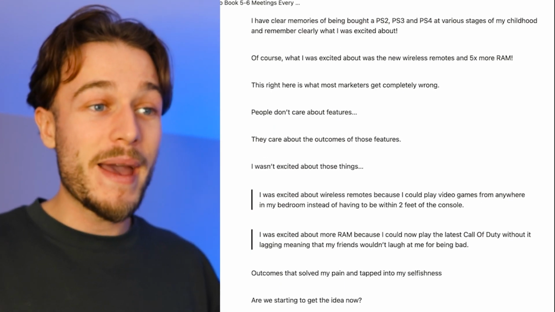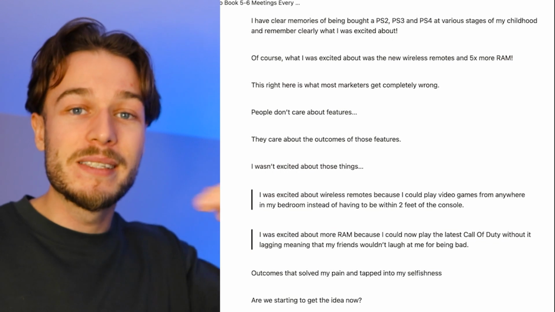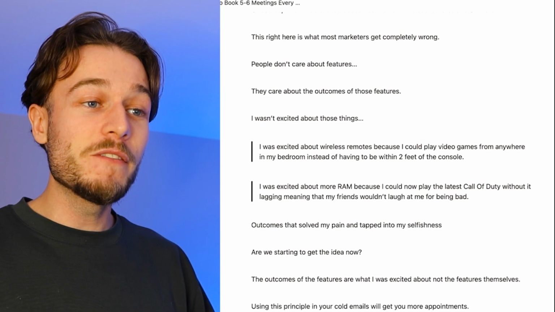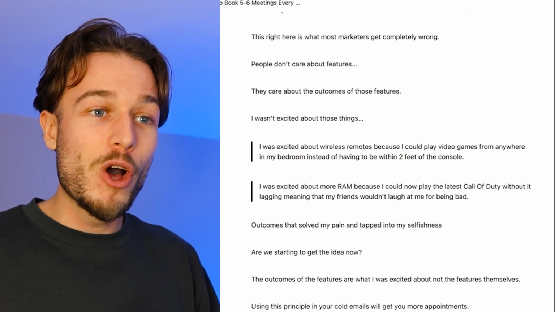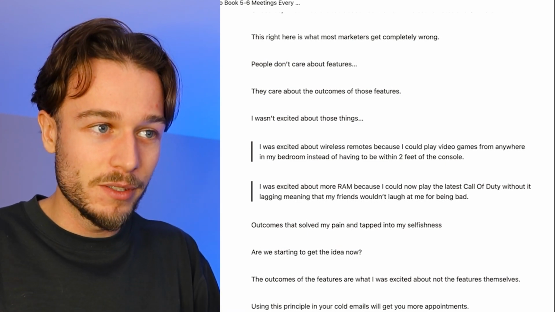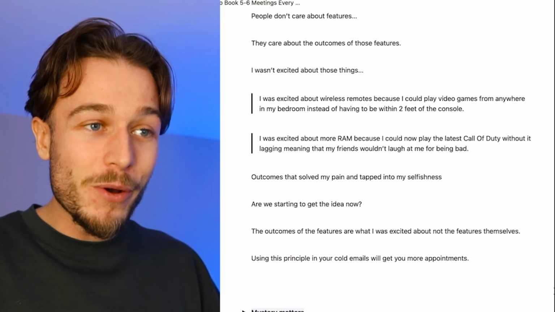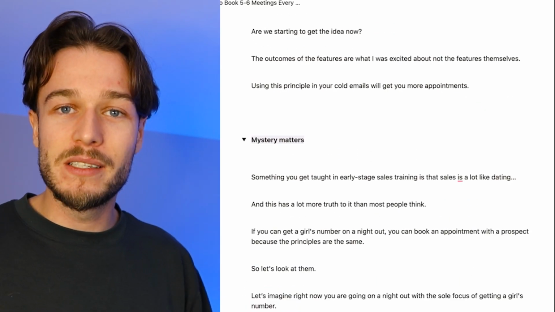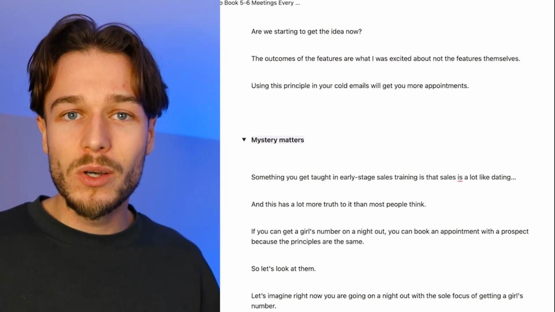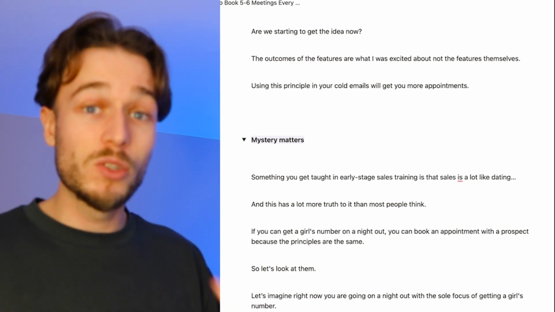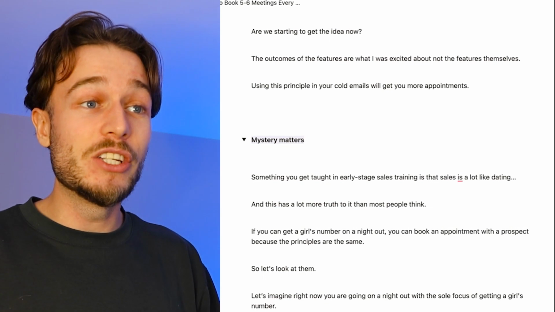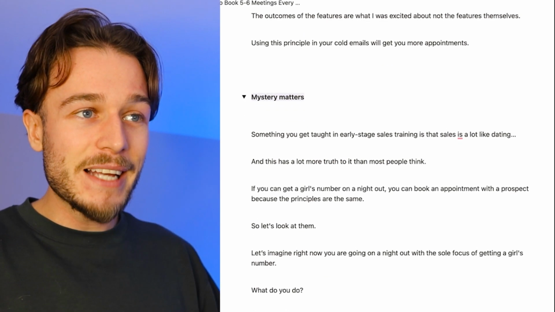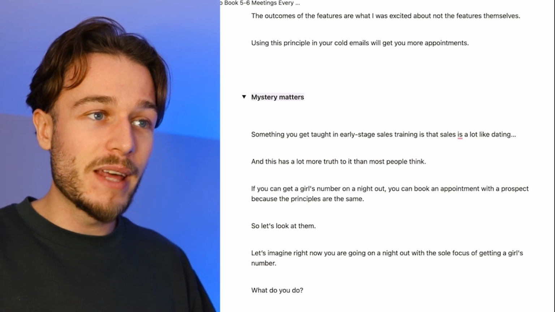Outcomes that solved my pain and tapped into my selfishness, okay? And we're starting to get the idea now. The outcomes of the features are what I was excited about, not the features themselves. Using this principle in your cold emails will get you more appointments. Something that, if you've ever worked in a sales job as an SDR or cold calling or whatever it may be, something you get taught very, very early stage in your training is that sales is a lot like dating. And this has a lot more truth to it than people think.